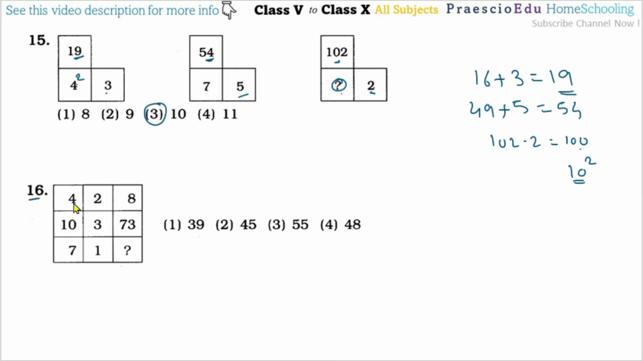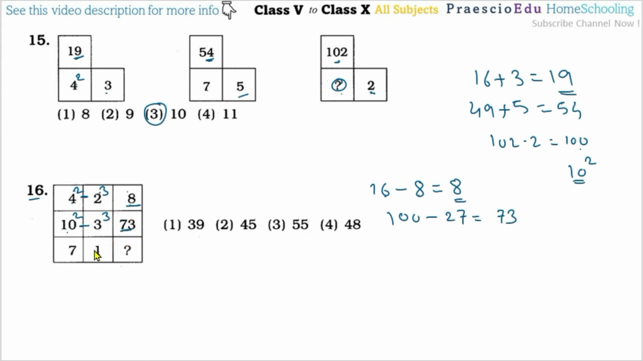Now question number 16. There are 4 digits in a row, then 2 and then 8. 4 squared is 16, and we have to subtract 2's cube. 2's cube is 8. Then 16 minus 8 gives 8, and this 8 is here. Same, 10 squared and 3's cube: 10 squared is 100, minus 3's cube, 27, equals 73, and this 73 is present here.